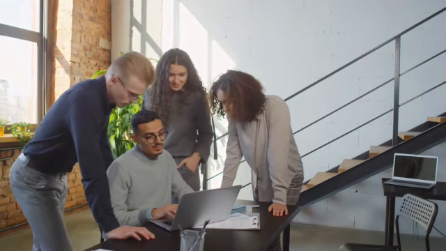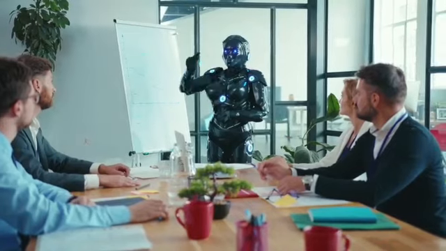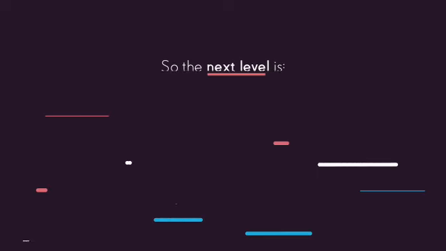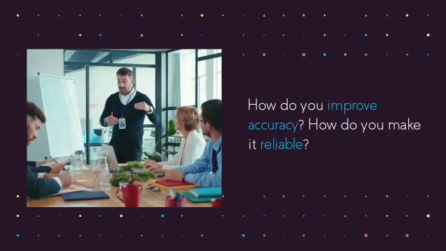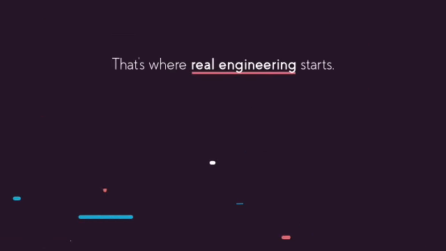But here's where it gets interesting. Most people stop here. Real builders don't, because this system still breaks. Bad data in, bad answers out. So the next level is, how do you improve accuracy? How do you make it reliable? That's where real engineering starts.